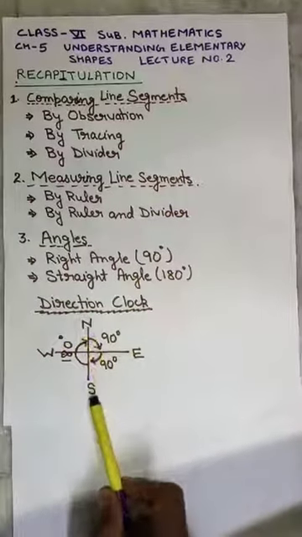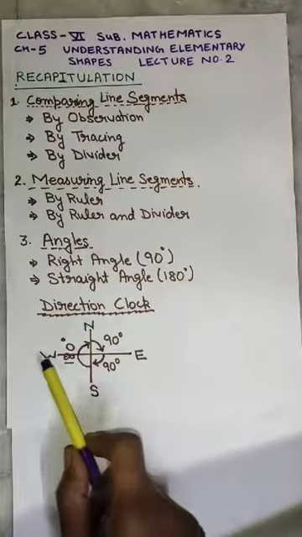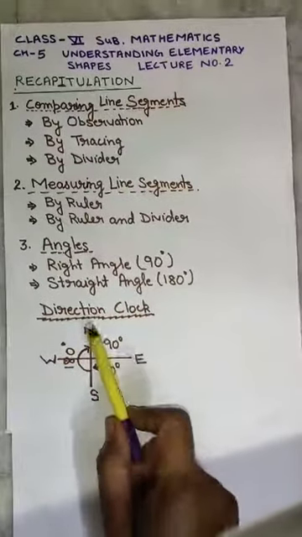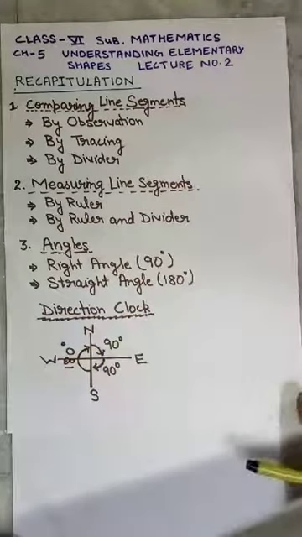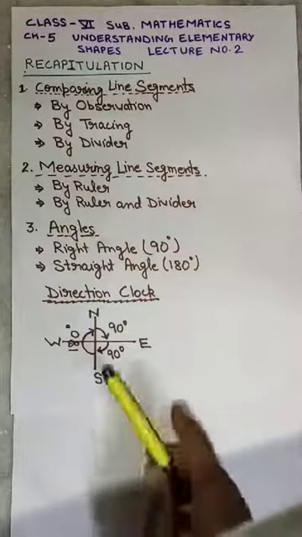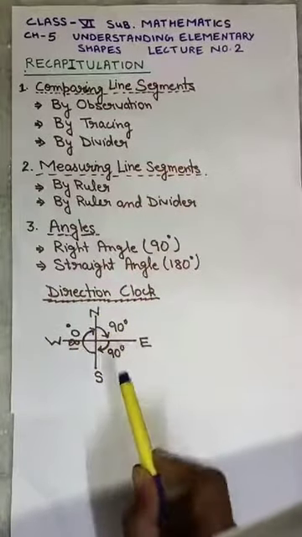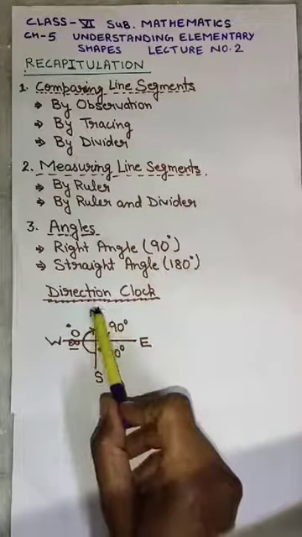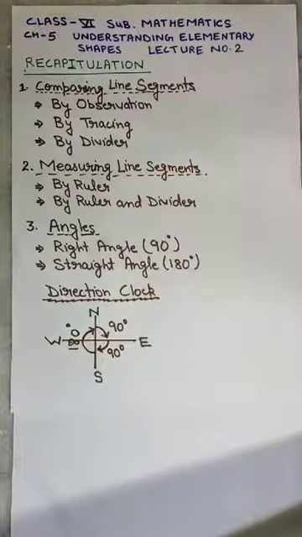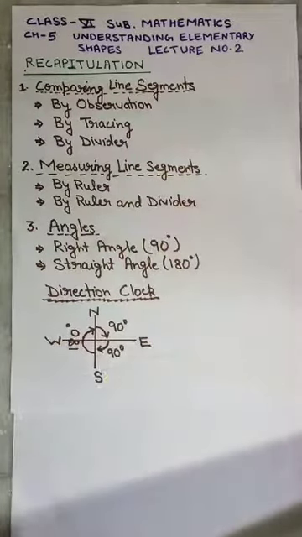This is the direction clock. This we have learned yesterday. North, south, west, east. And between two directions there is a 90-degree angle. Between two directions the angle formed is 90 degrees. So, if we are moving from north to east, we are covering a 90-degree angle. East to south, again a 90-degree angle.